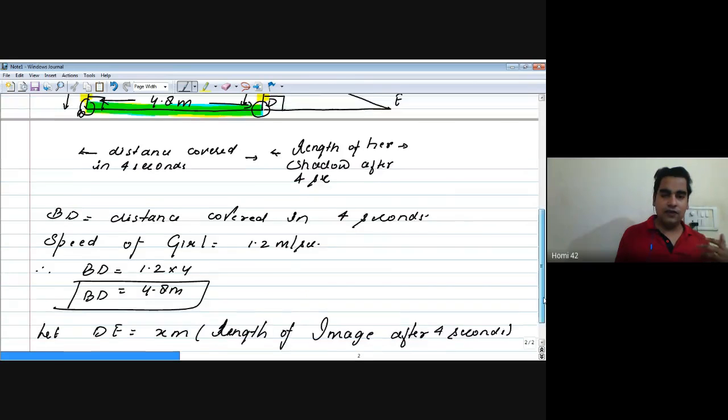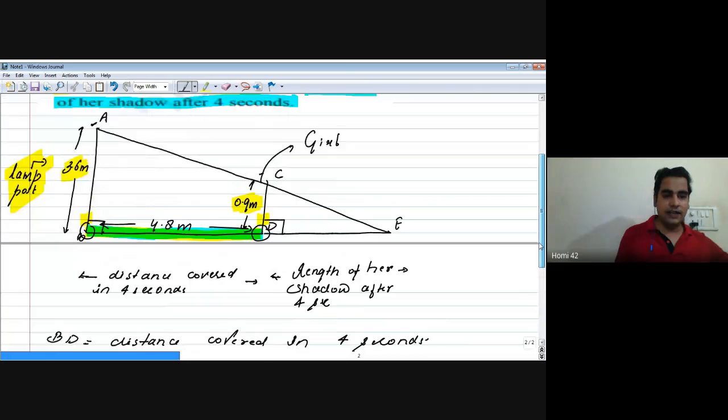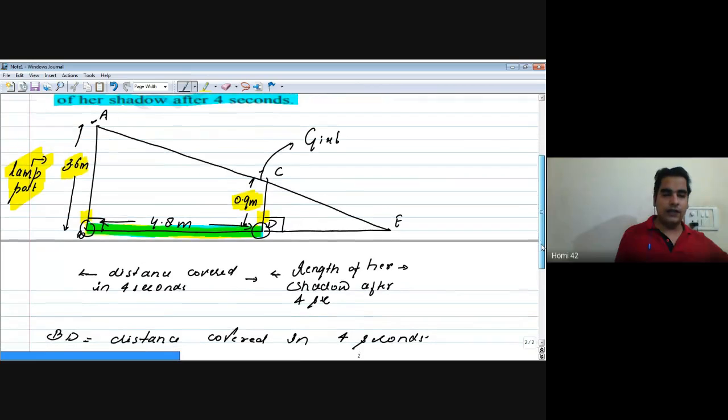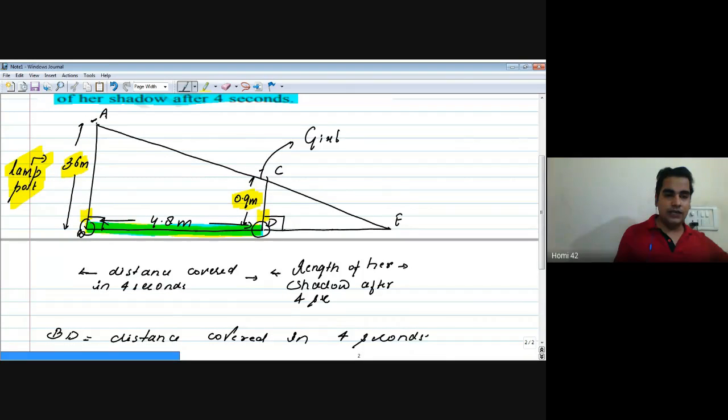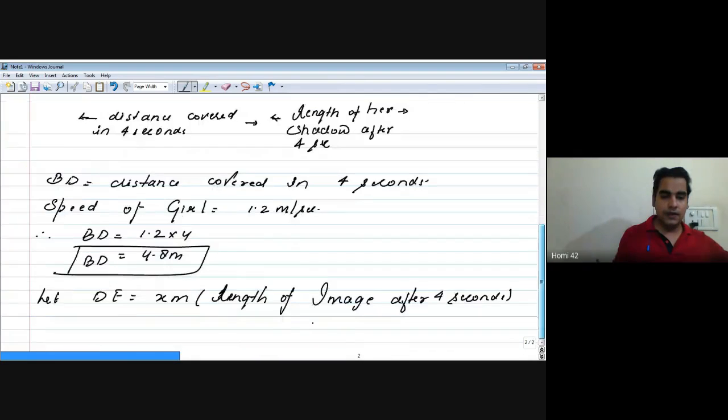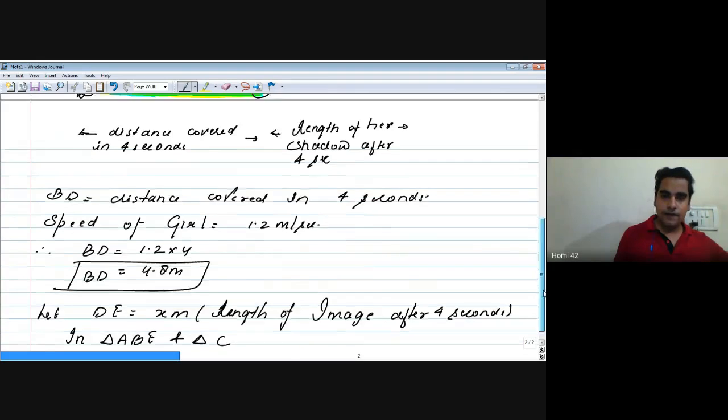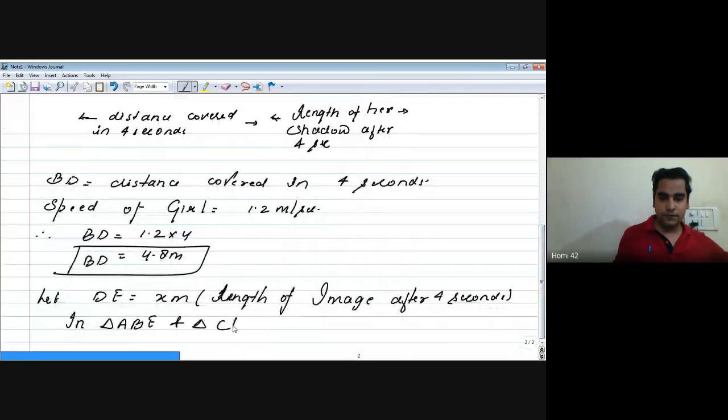So now pay attention, we are going to use AA similarity criteria here. How we can use it? I'm going to consider two triangles, triangle ABE, the bigger triangle, and triangle CDE, and I'm going to see what is equal in these two triangles. So in triangle ABE and triangle CDE, what's the first thing that is same?